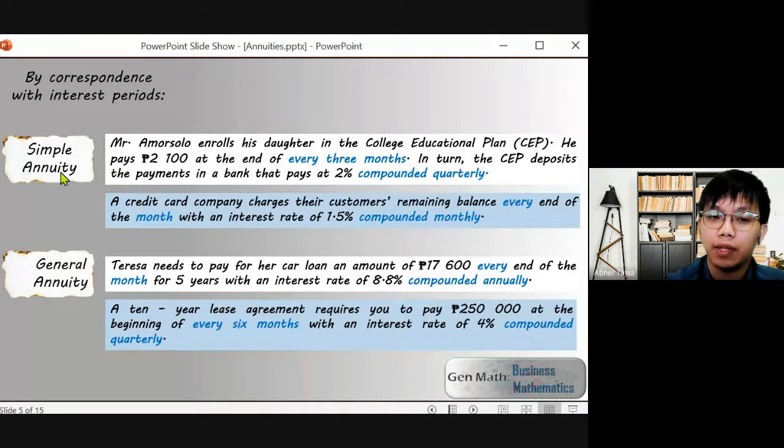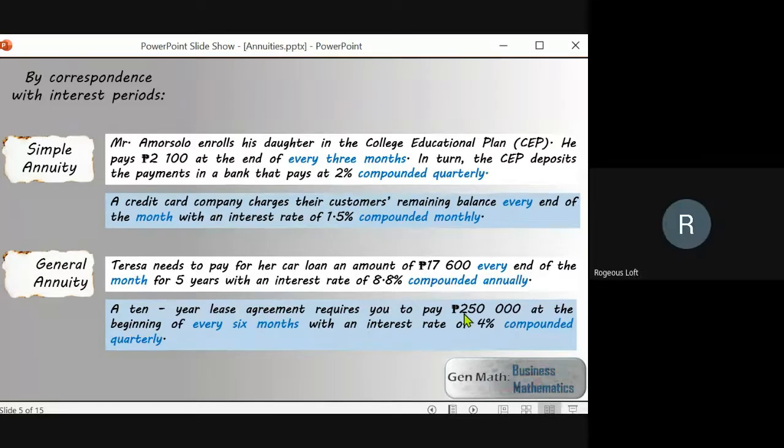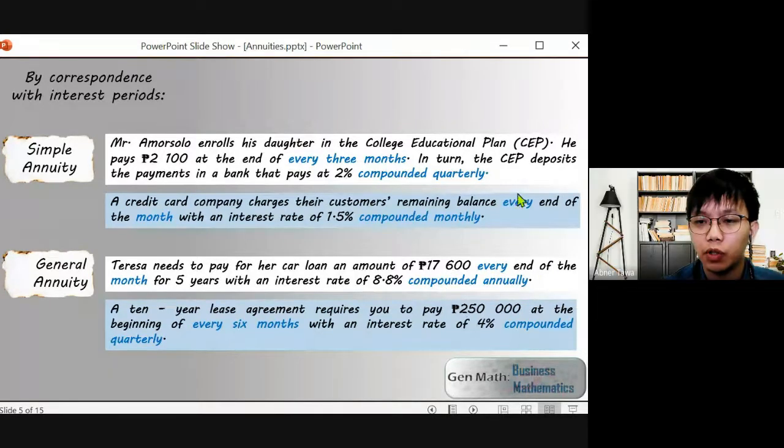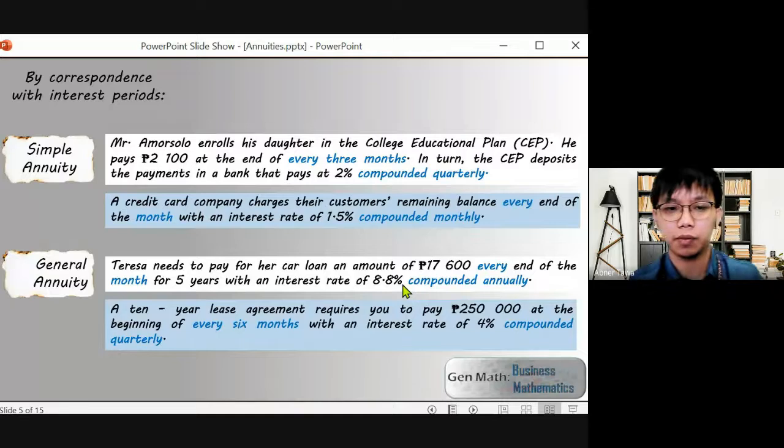On the other hand, if the payment interval is not the same as the interest period, that type of annuity will be general annuity. Okay, let's have the first example. Who wants to read our first example? Anyone? How about the others? Kindly participate.